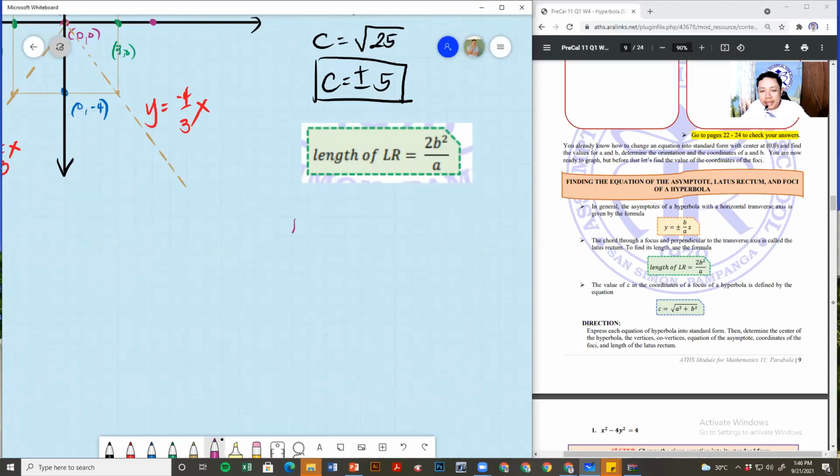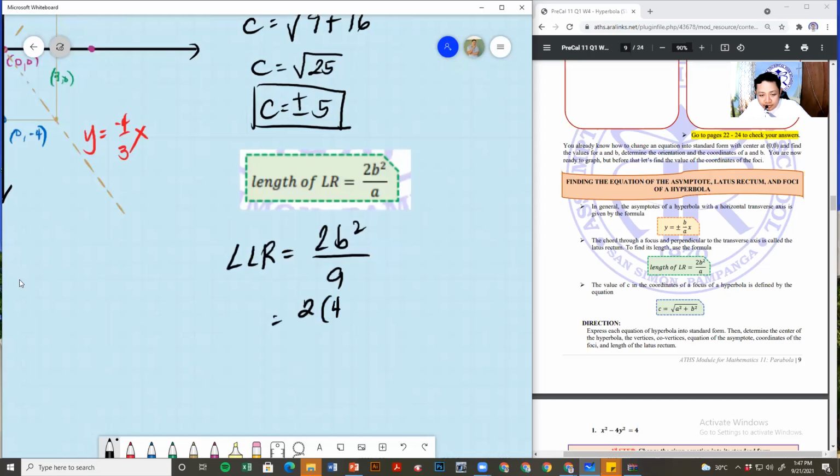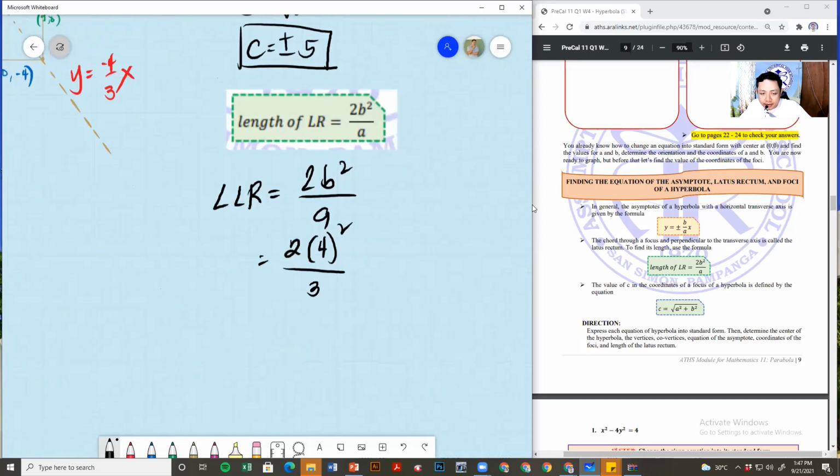So let me just use LLR na lang, no? LLR, length of latus rectum. So we have LLR is equal to 2b squared over a. So we have 2 times, what's our b? Our b is 4. 4 squared over our a is 3. A is 3. And then that's our LLR. LLR is equal to 2 times 4 squared over 3. Sige nga, what's the answer here?